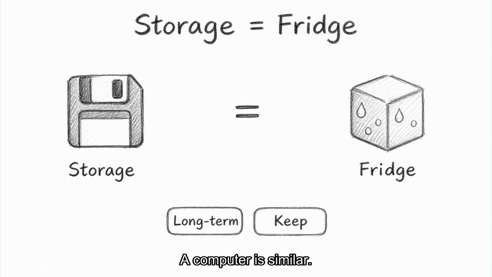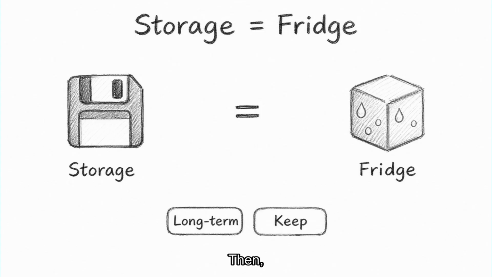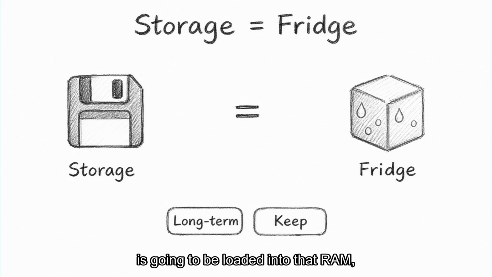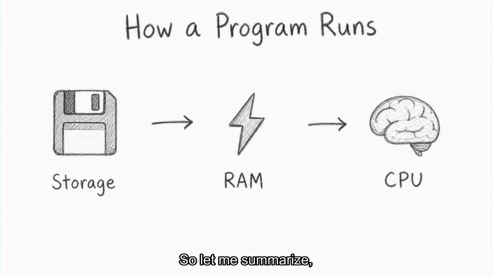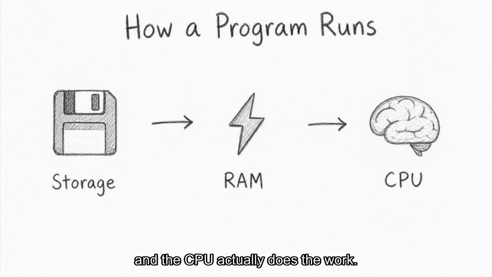A computer is similar. When you run a program, that program is usually stored on the disk first. Then, when it's executed, some of the necessary data is going to be loaded into the RAM, and the CPU starts processing it. So let me summarize. Storage keeps data for a long time. RAM temporarily keeps data that is necessary right now, and the CPU actually does the work.